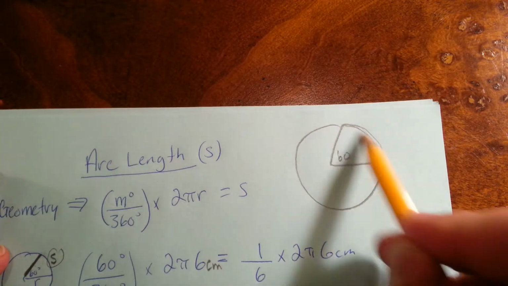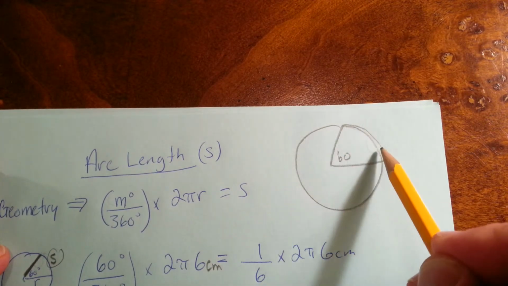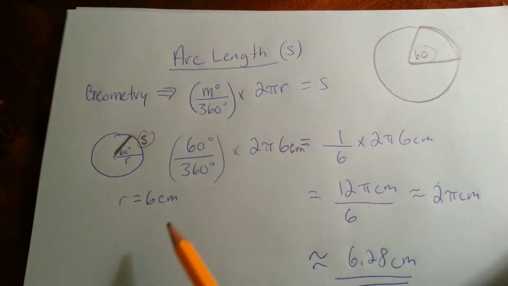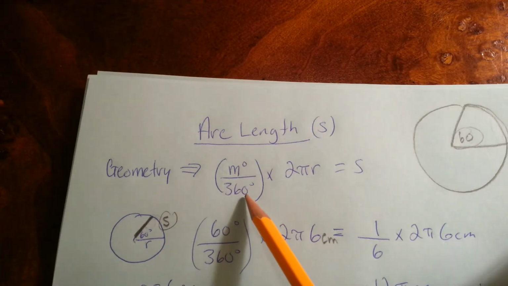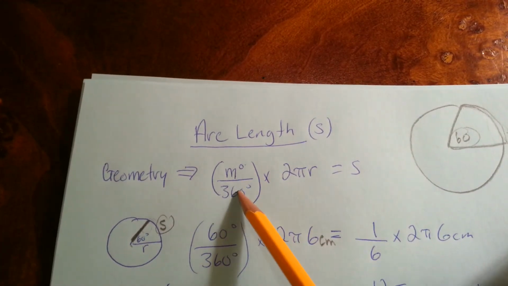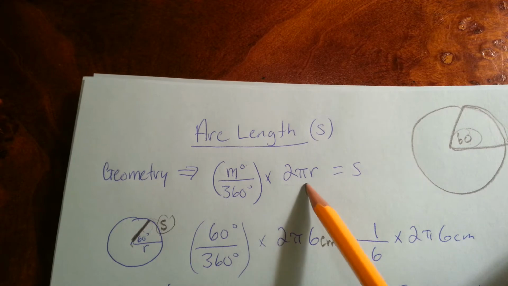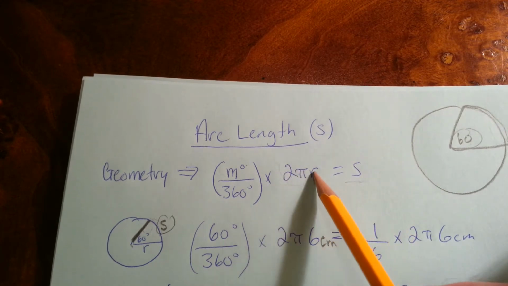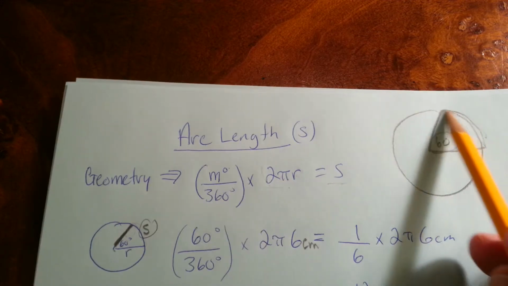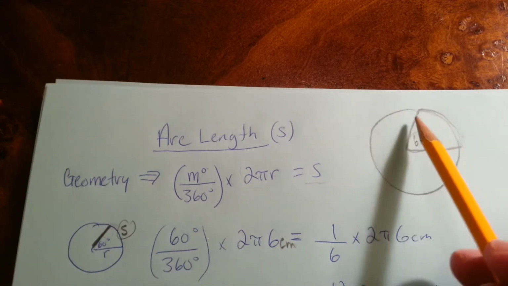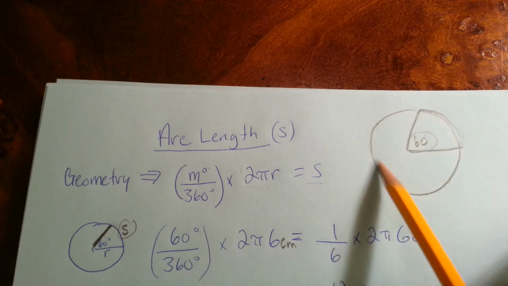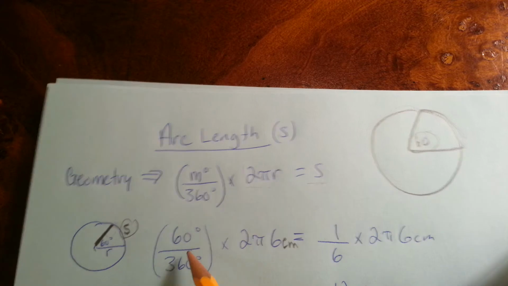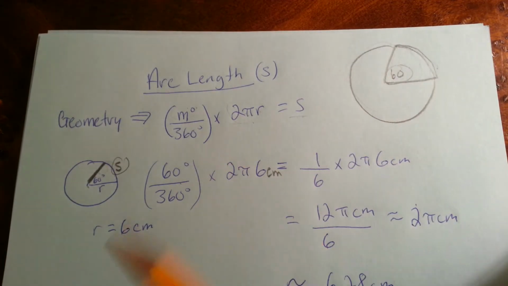Well, it helps to know theta. In geometry, we had a formula that said the measure of an angle out of 360 times 2 pi r got us arc length. Well, 2 pi r, 2 times pi times radius, is your circumference. So basically the circumference of this entire circle, but we don't want the length of the entire circumference of the circle. Just this portion, 60 out of 360. Or 70 or 80, whatever theta is.